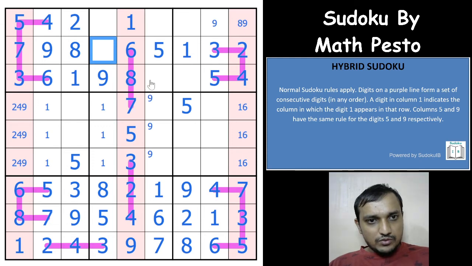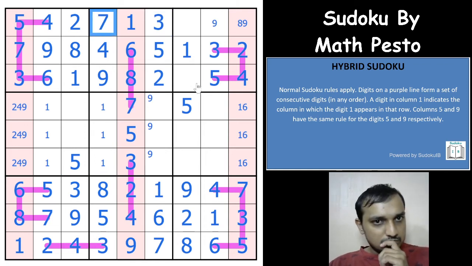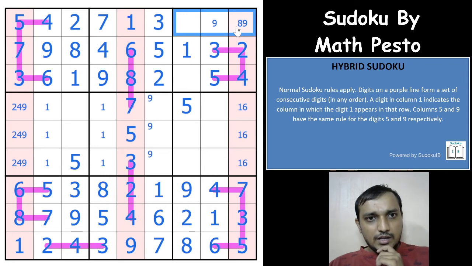2 and 4 here somewhere. So this is 2. That is 4. 7 and 3 somewhere. That is 3. That is 7. Right? 8, 9 and 6. 6, 8 and 9. 6 cannot be here. Cannot be here. This is 6.